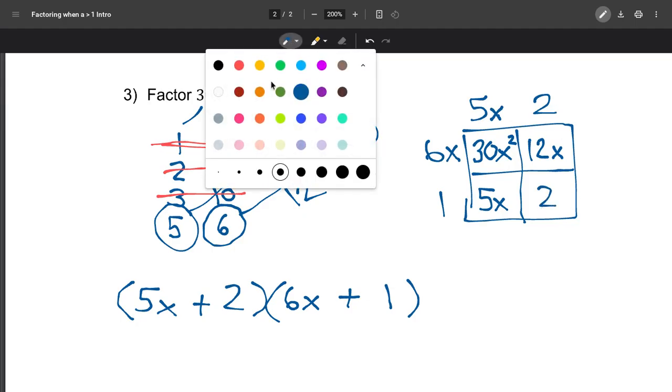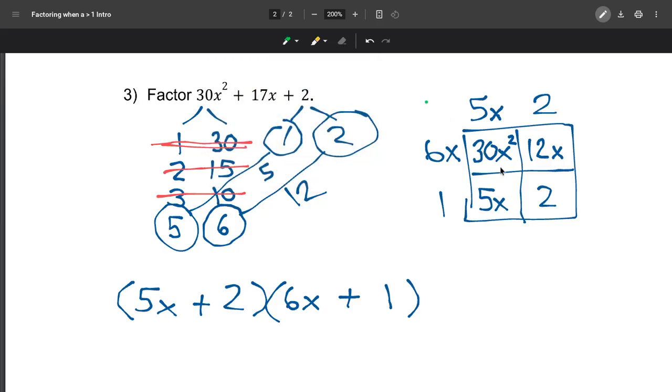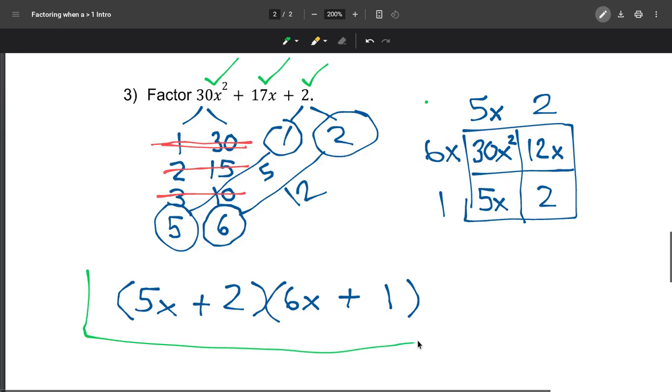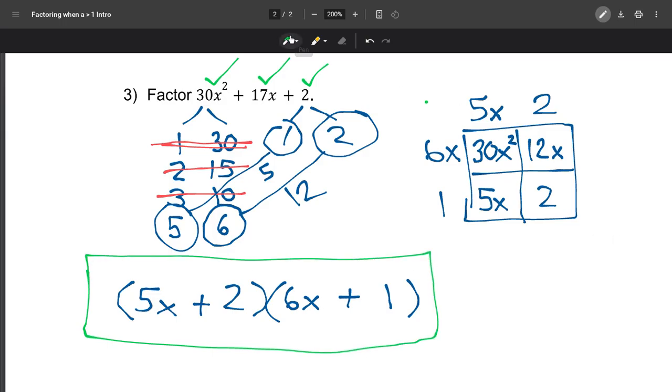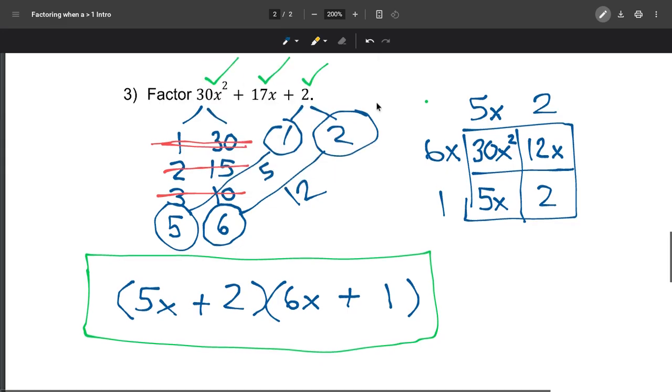So let's check. Well, first term is 30x squared. We've got that. Last term is 2. We've got that. And 5x plus 12x is 17x. So we've got that. So we have factored this correctly. Sweet. All right, one more to try. And this last one's going to be slightly more complicated.